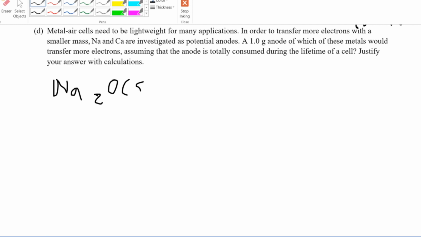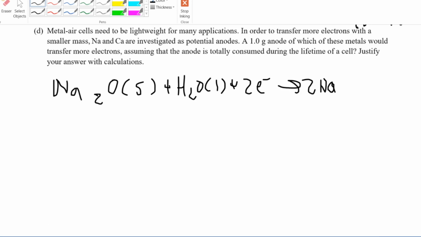Na2O solid plus H2O, all of them have H2O in them, plus how many electrons is it? It's 2 electrons. Yes, 2 electrons results in 2 sodium solid plus 2 OH minus aqueous. So it's a bit of stoichiometry we're using right here.